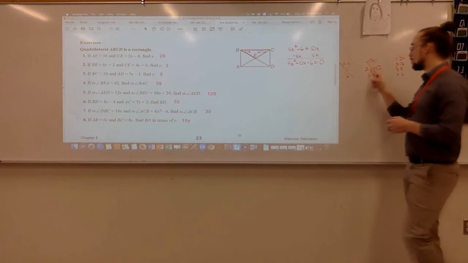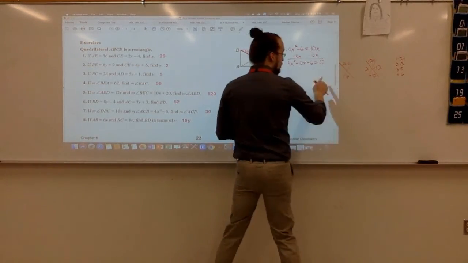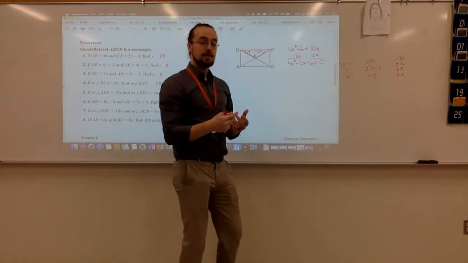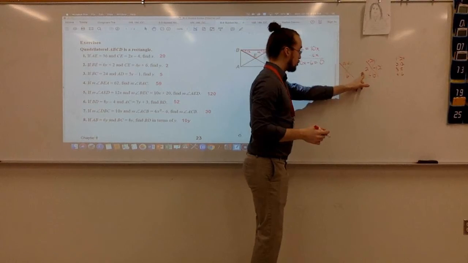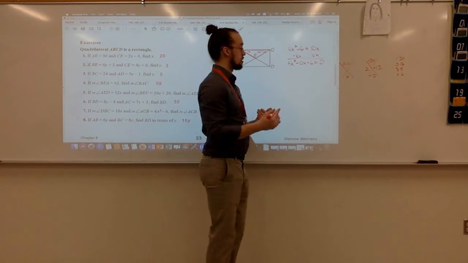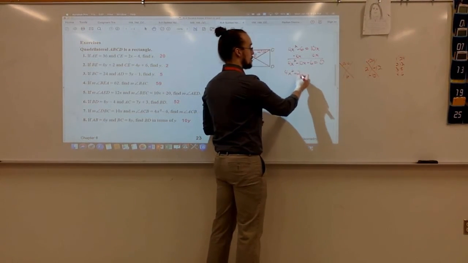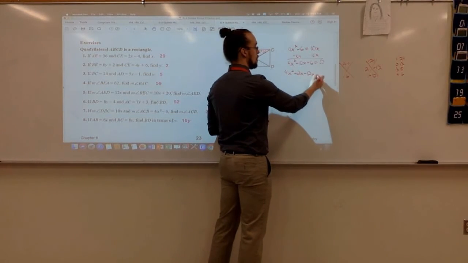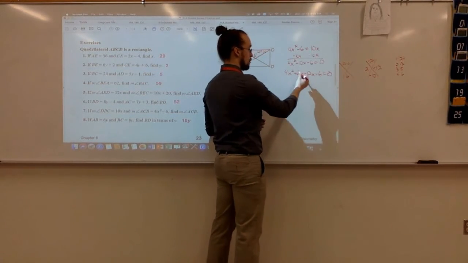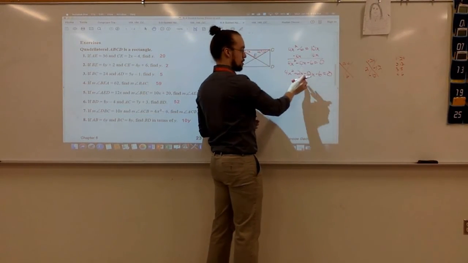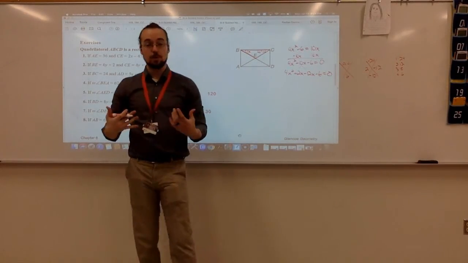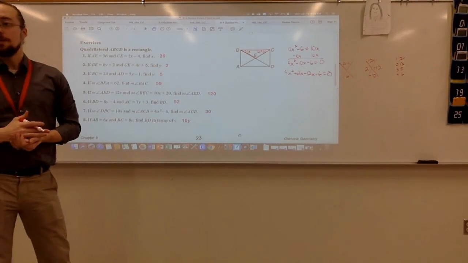So what I'm going to do with this information now is split the negative 10x up into 2x and negative 12x. So this is going to become 4x squared plus 2x minus 12x minus 6 equals 0. This negative 10x just got split up into 2x minus 12x.